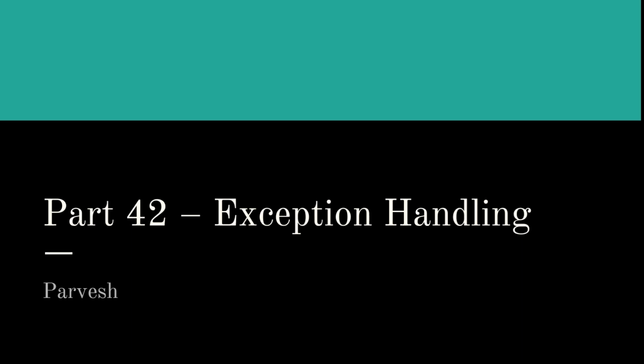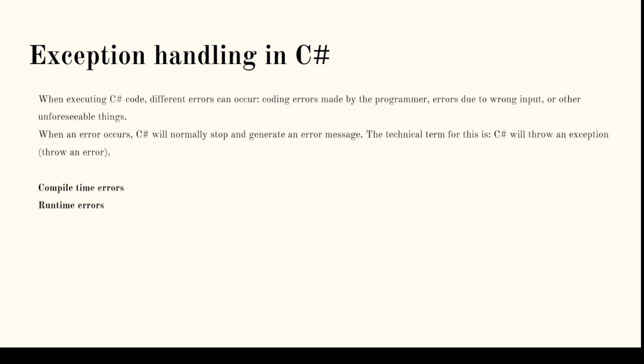In this video, we will learn exception handling. When executing C# code, different errors can occur. Coding errors made by the programmer, errors due to wrong input, or other unforeseeable things. When an error occurs, C# will normally stop and generate an error message. The technical term for this is that C# will throw an exception.